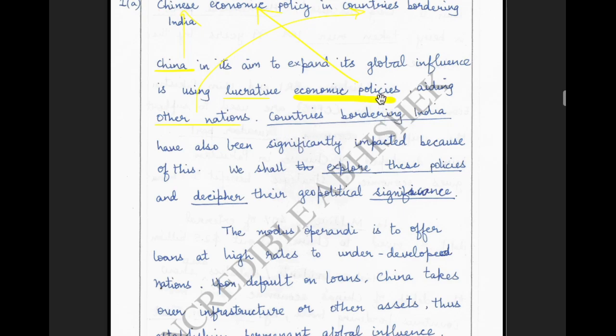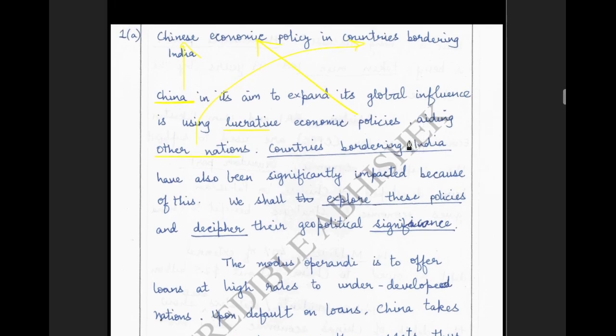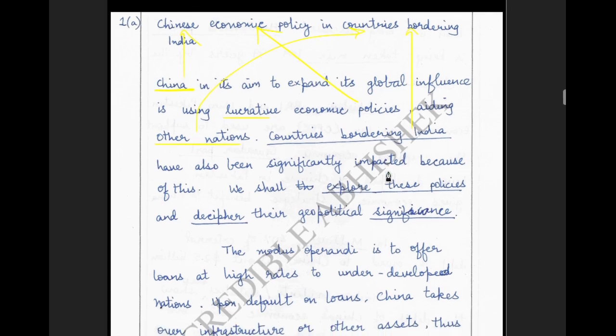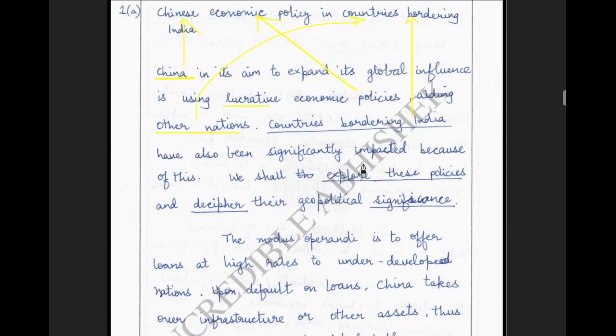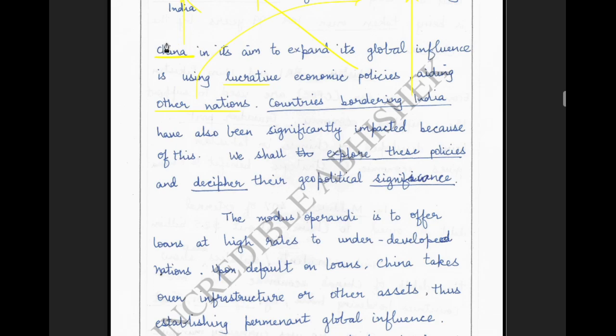Countries bordering India. Now this is underlined. Now this is underlined. That means the examiner is going to read it. And I am showing here, when I say I, I mean the person who is writing this, he is showing that see, I have written as per the topic you are asking. Countries bordering India have also been significantly impacted because of this. We shall explore these policies and decipher their geopolitical significance.